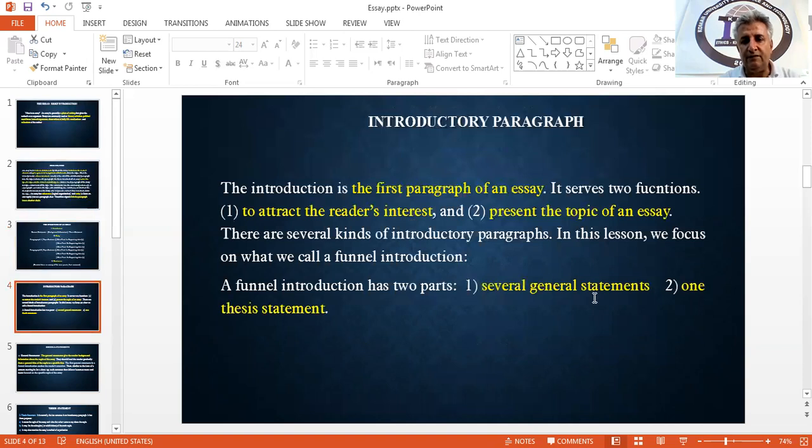So the first part of an essay is the introductory paragraph. It serves two functions. First, it tries to attract the reader's interest and then presents the topic of the essay. We have several kinds of introductory paragraphs, and in this lesson, we focus on what we call a funnel introduction. We have two parts for a funnel introduction. It starts with several general statements about a topic, and there is one thesis statement.